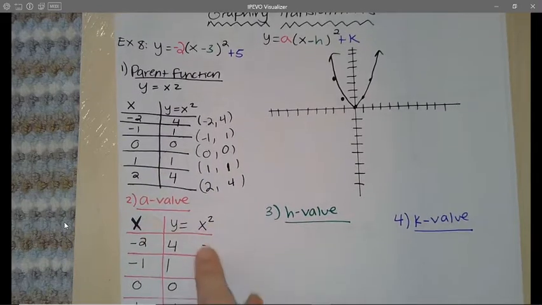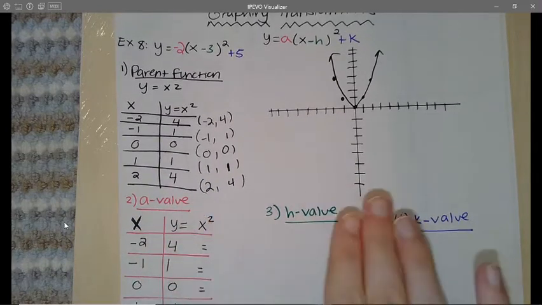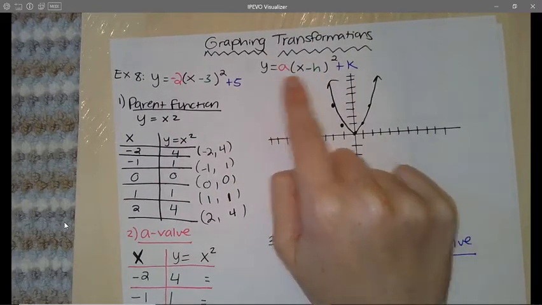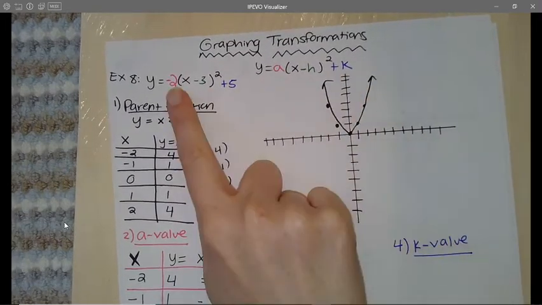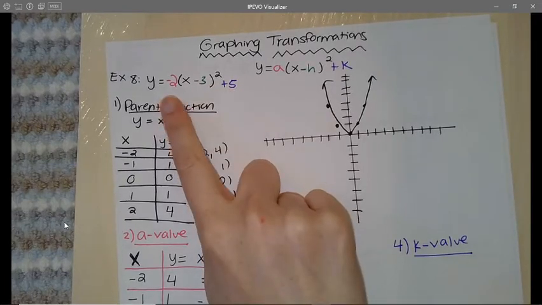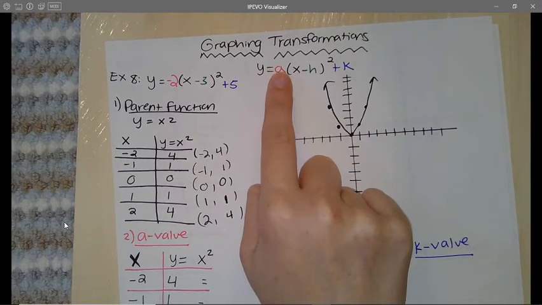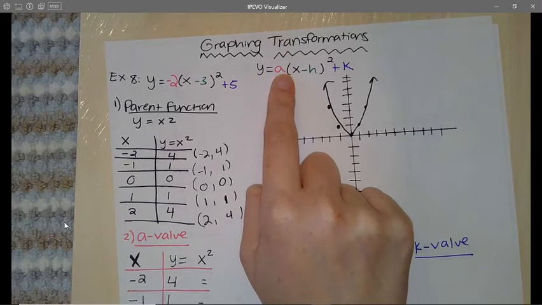Okay, but the a value is much easier to do if it's done first. So we're going to tackle the a value first. So looking at our standard form of transformations, which one of these values is the a? The -2, the -3, or the +5? Well, the a is the number right in front of the parenthesis. It's the very first thing you see.